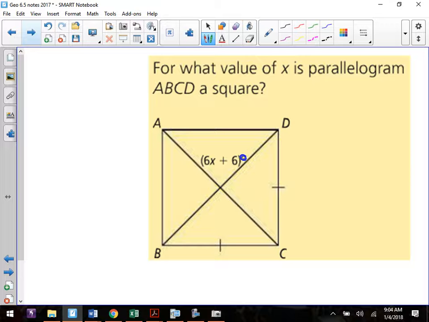Diagonals inside of a square intersect to form what kind of an angle? Yeah, 90 degrees. Remember, the diagonals are perpendicular to each other inside of a square. So that means that 6x plus 6 has to equal 90. That's where that's coming from. The idea that you recognize that it's got the degree symbol, and you work out of that. So you have another two-step equation. Subtract the 6.